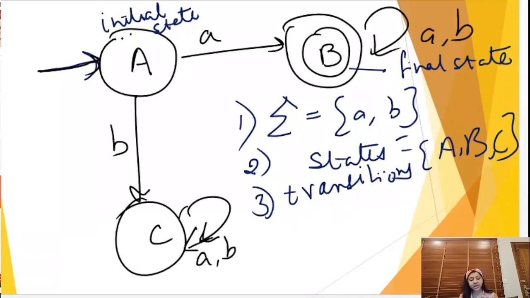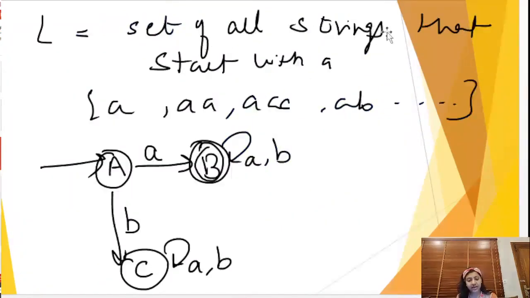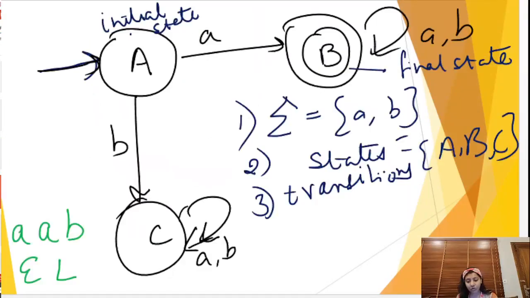Now let's take a string and identify how this finite automata will decide whether this string is part of the language or not. For example, let's take the string ab. Now we have to check whether this string belongs to my language or not. What is my language? For which language have we drawn this finite automata? The set of all strings that start with a. So let's see the working of this finite automata. ab. First, my starting position is state A. So this is my starting position, A.